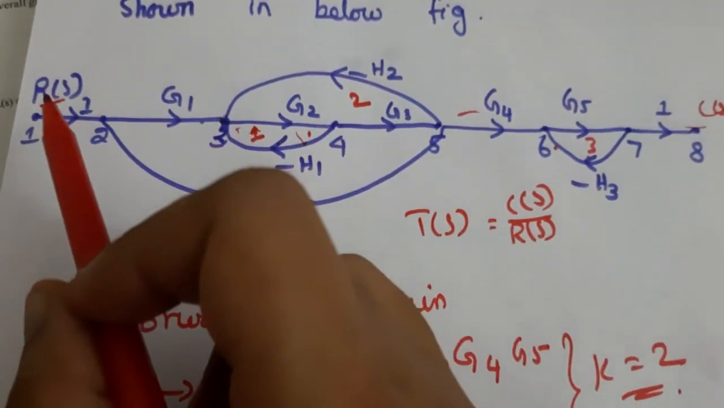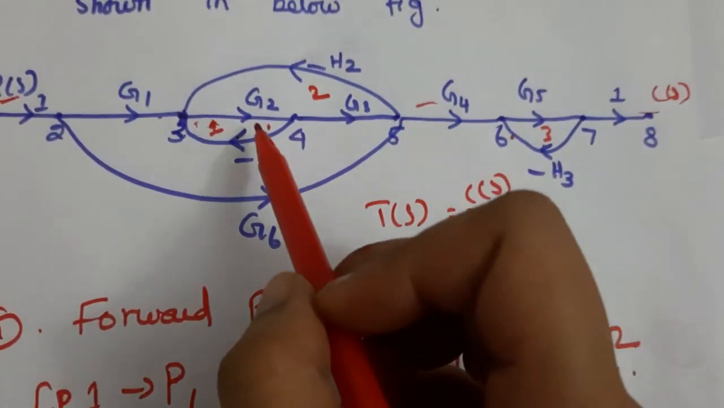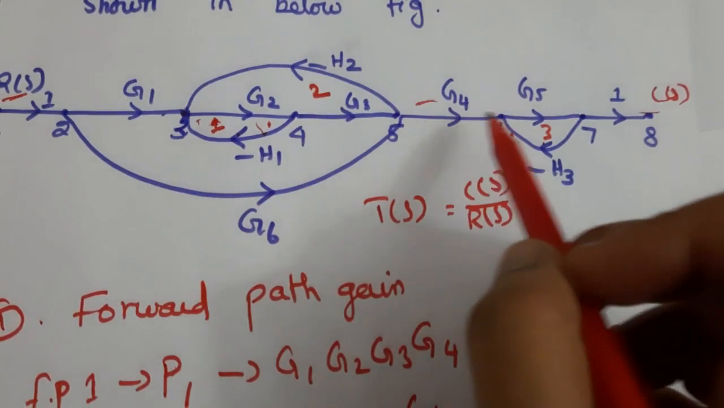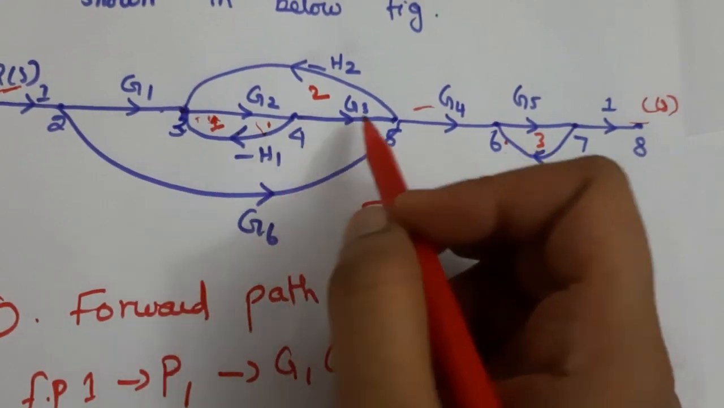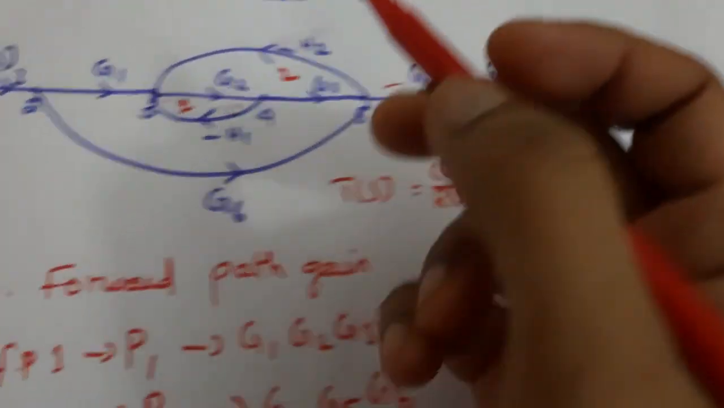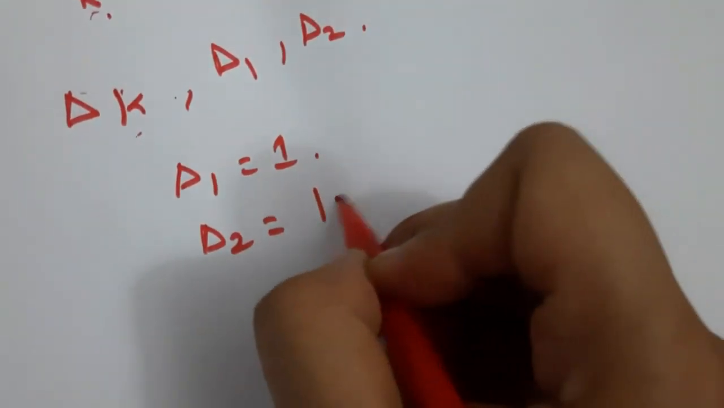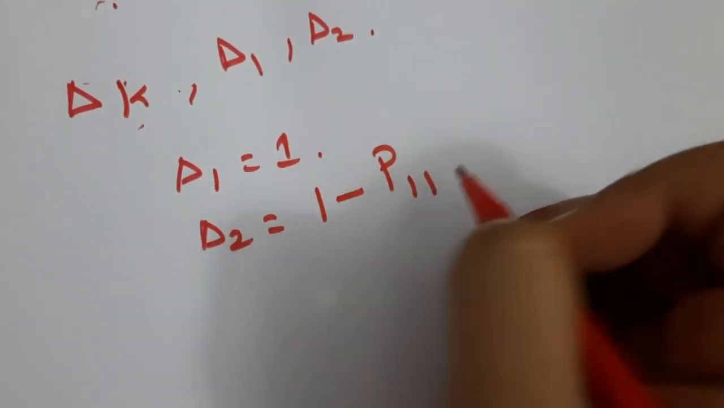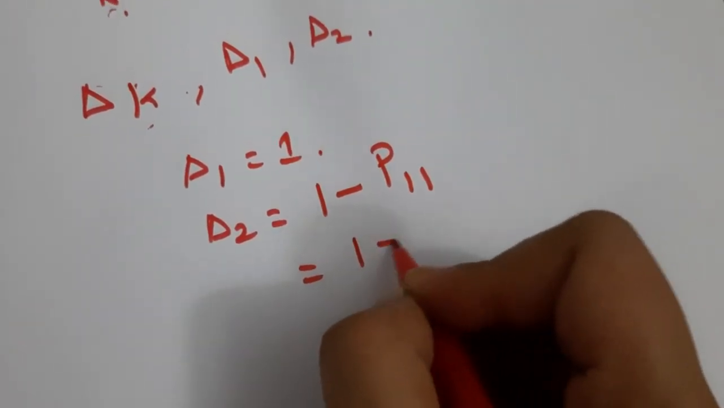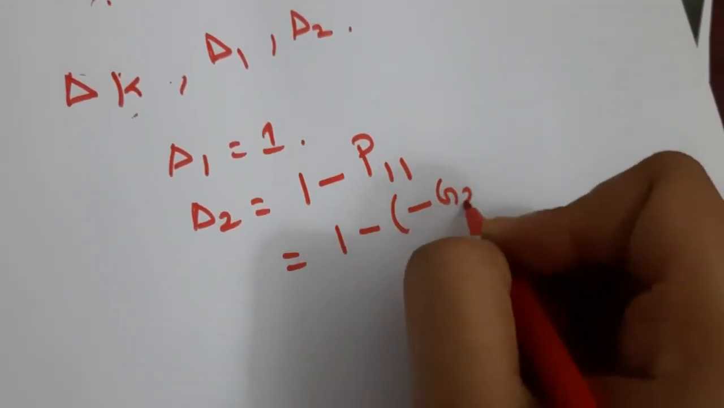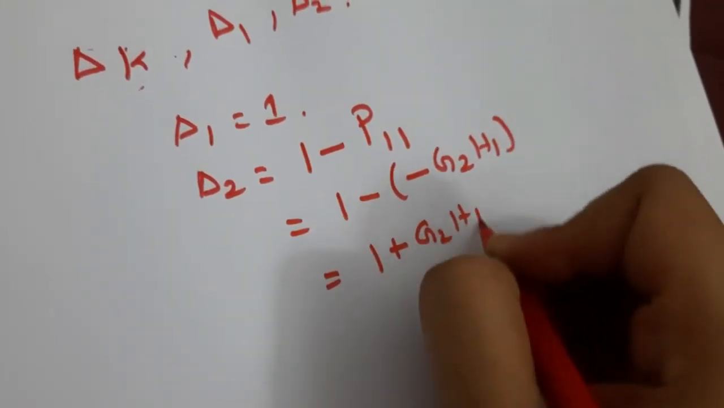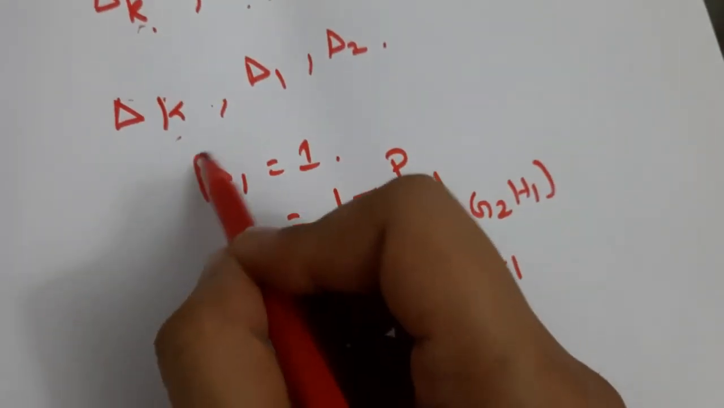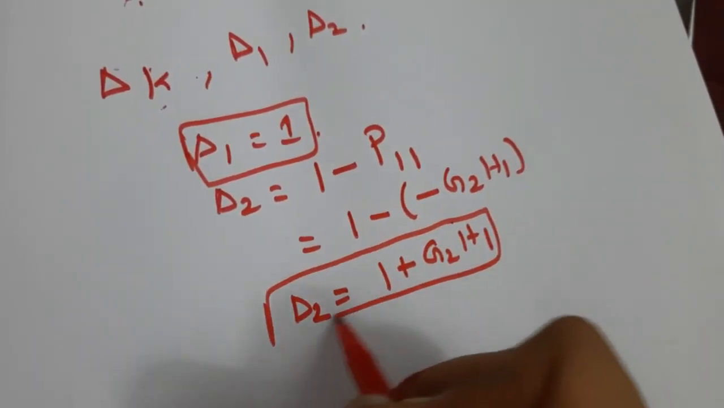And for del 2, if you consider this path, loop 1 is non-touching with the second forward path. So this loop is non-touching, any one of the nodes is non-touching in forward path 2. So del 2 is considered as 1 minus P11, the first loop. Here we will get 1 minus of minus G2 H1, so it will give us 1 plus G2 H1, and this is del 2. So this is del 1 and this is del 2.